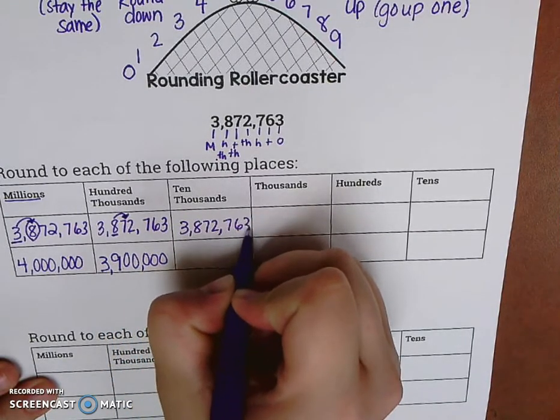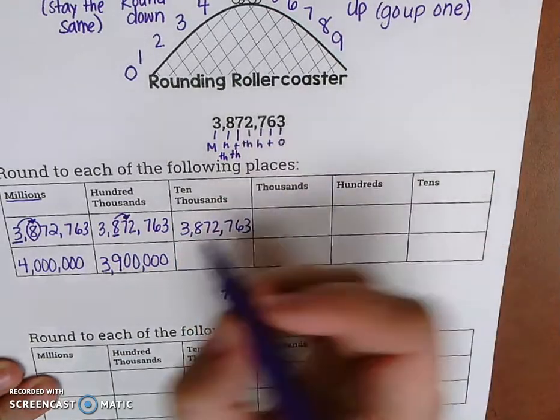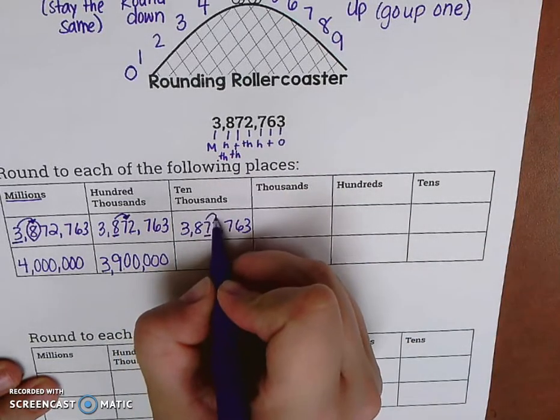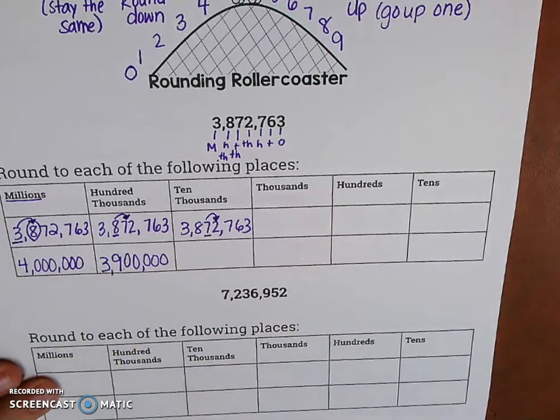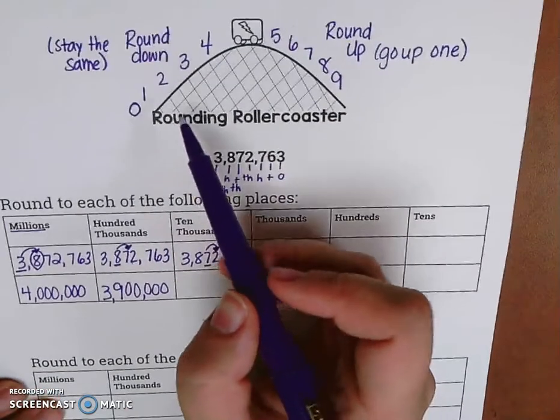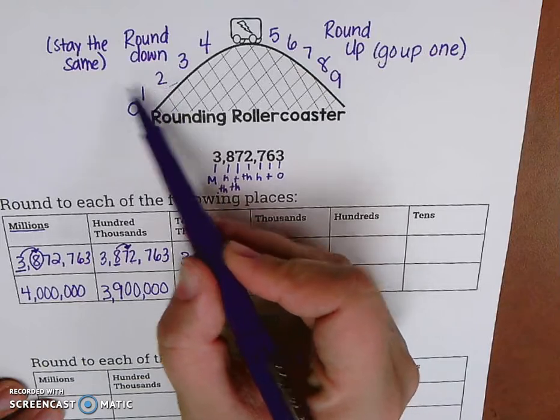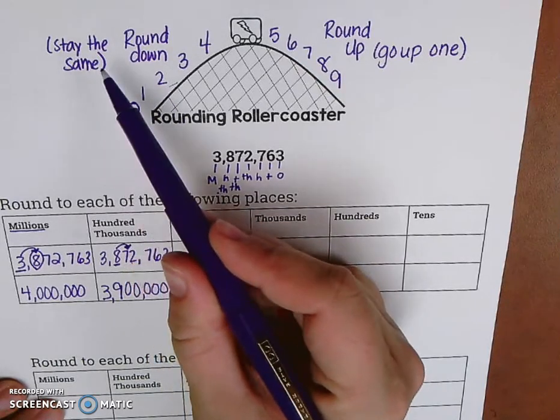Let's check what number's in the 10,000s place. That would be the 7 here. That would be the 10,000s place. I look to my right. I've got a 2. So if I check my rounding roller coaster, that 2 is on the round down side, which means it's going to stay the same.